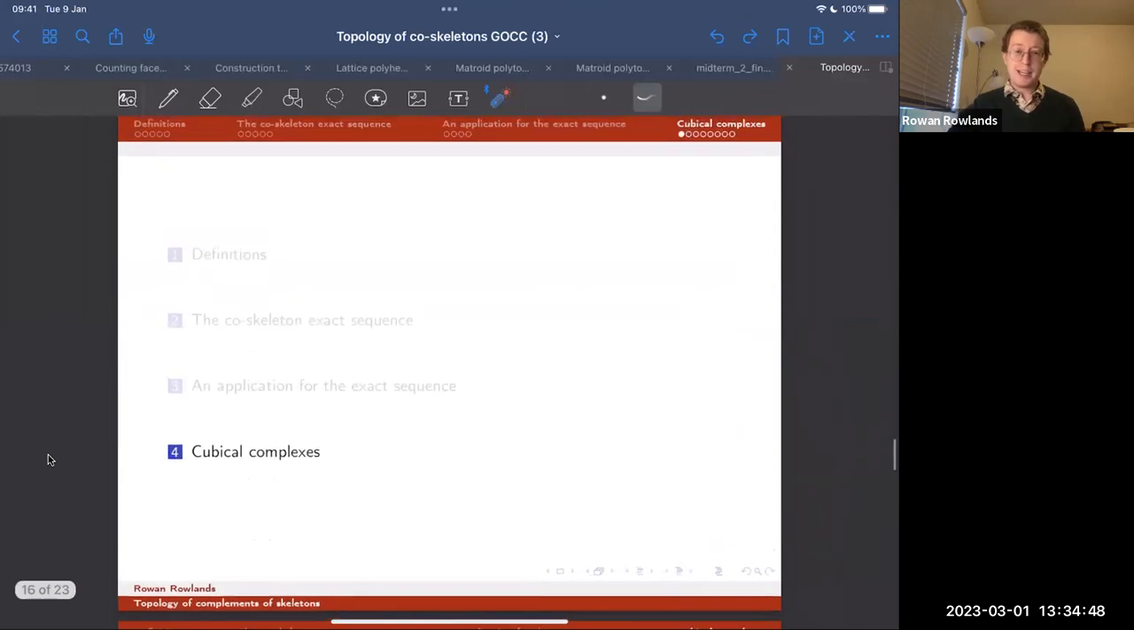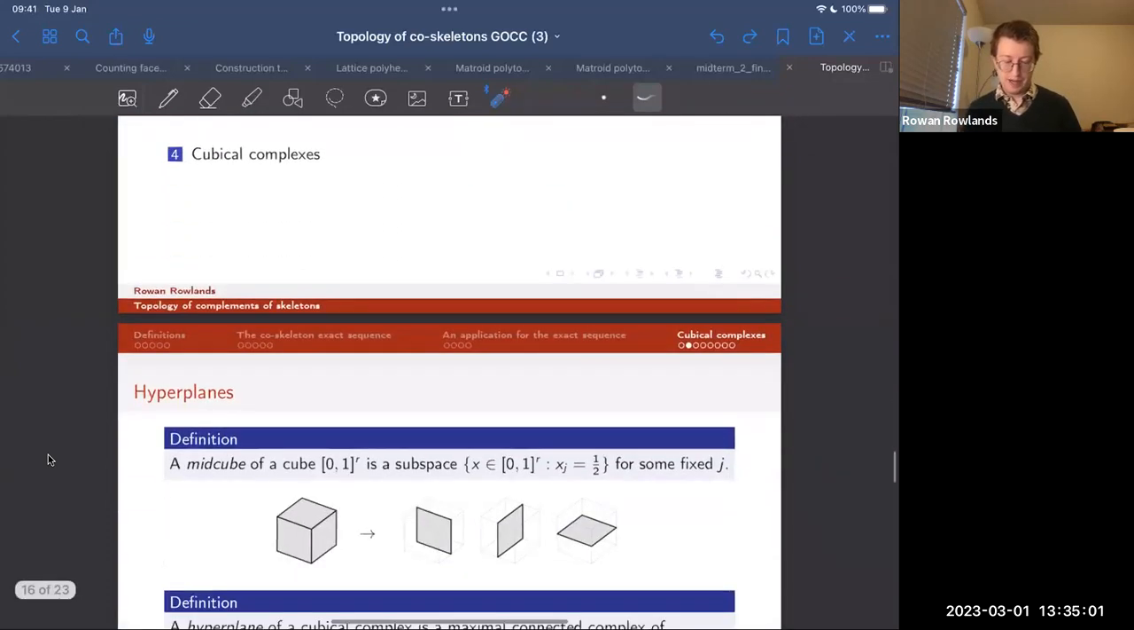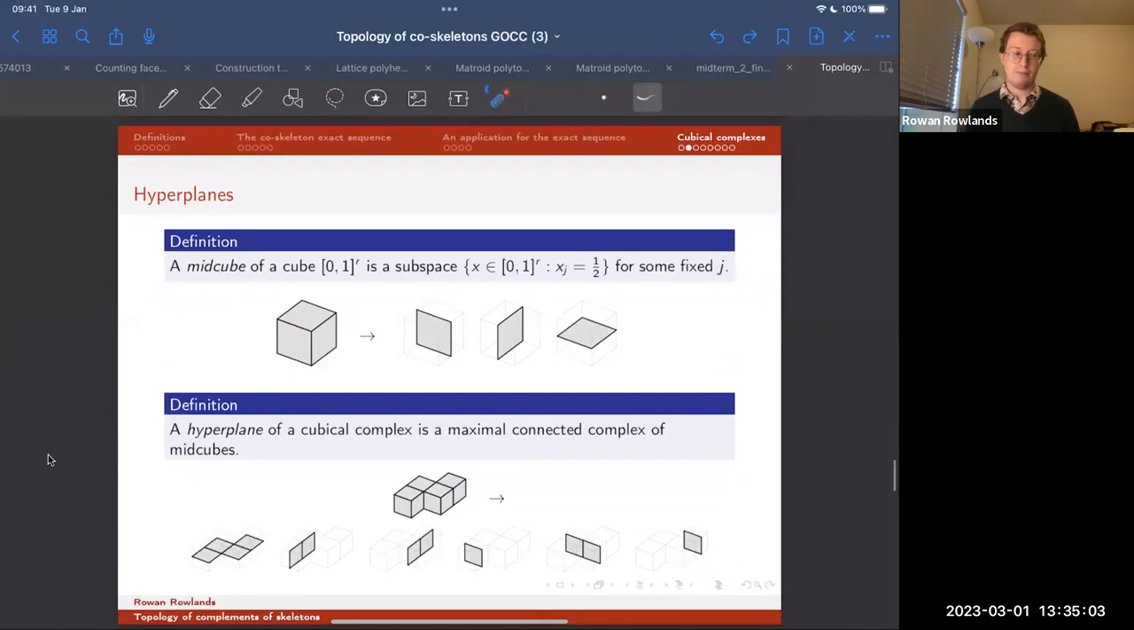Okay. So next up, I want to take a bit of a detour and let's leave behind co-skeletons for a minute. We'll get back to them eventually, but next up, I want to talk about cubical complexes in particular. I think cubical complexes are something I'm particularly interested in, and the reason why this whole project came about. I discovered something about co-skeletons of cubical complexes and then realized that it applied a bit more generally. So cubes are really the reason why this project exists. So let's talk about cubical complexes.